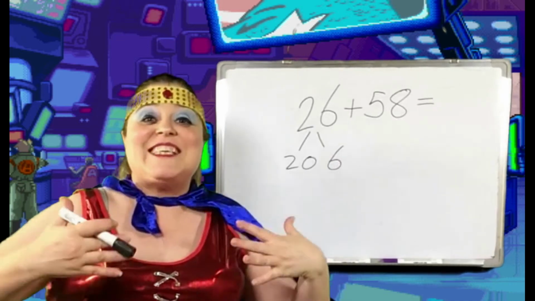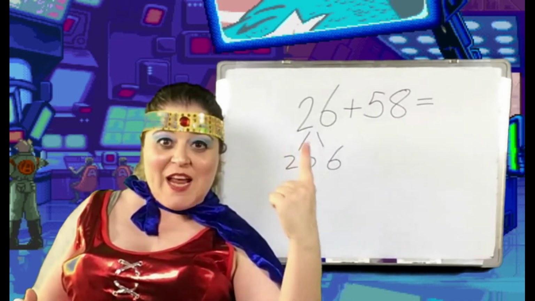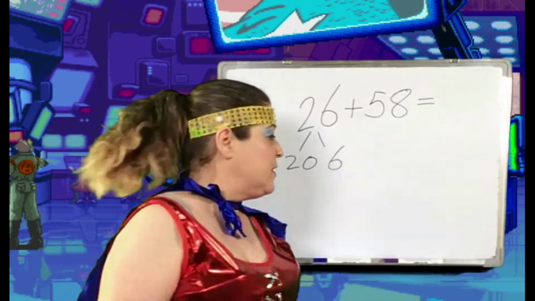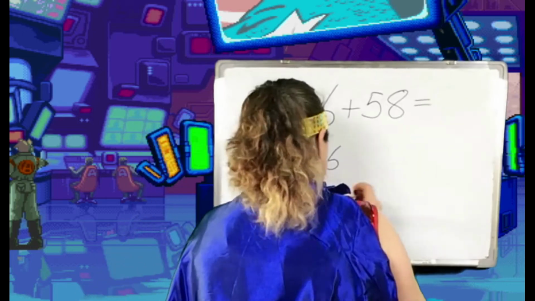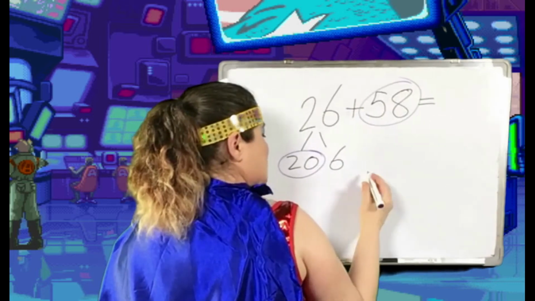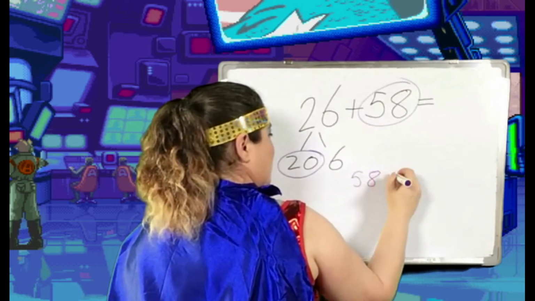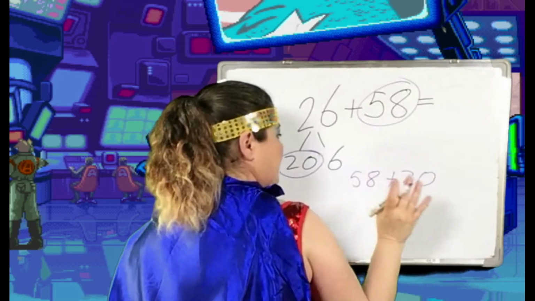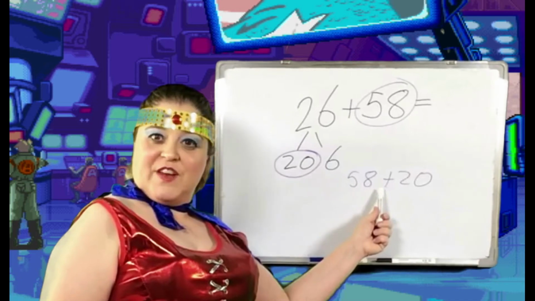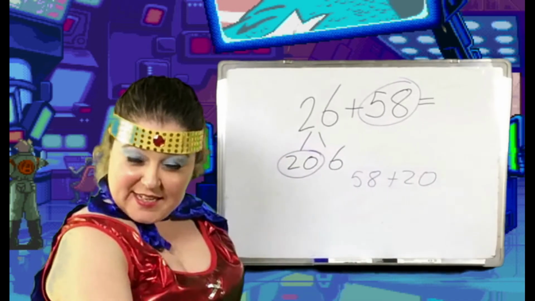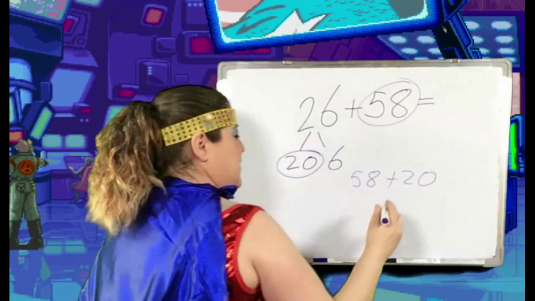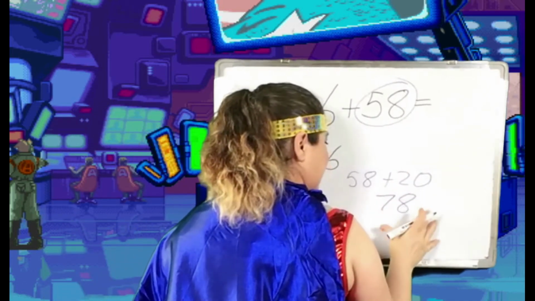That's right, now we go straight into adding. First, we add tens. We add the tens to the larger number. So, here's the tens. Here's the larger number. So we start with 58 plus 20. 58 plus 20. 58, 68, 78. Very good. So 58 plus 20 is 78.